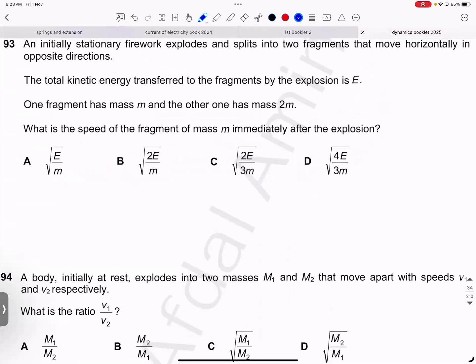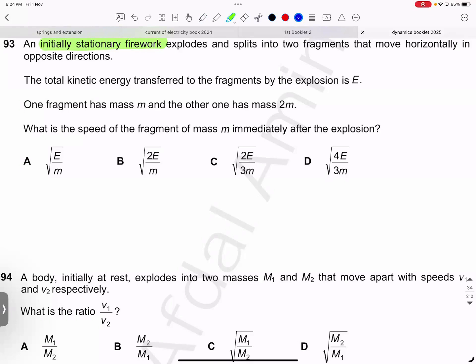Question number 93. An initially stationary firework explodes and splits into two fragments that move horizontally in opposite directions. The total kinetic energy transferred to the fragments by the explosion is E. Now, again, my dear, it's very interesting. Initially stationary means total momentum before explosion is 0. By the way, even the examiner doesn't tell you that anything stationary explodes. They may not tell you. You should know they should move in opposite directions.